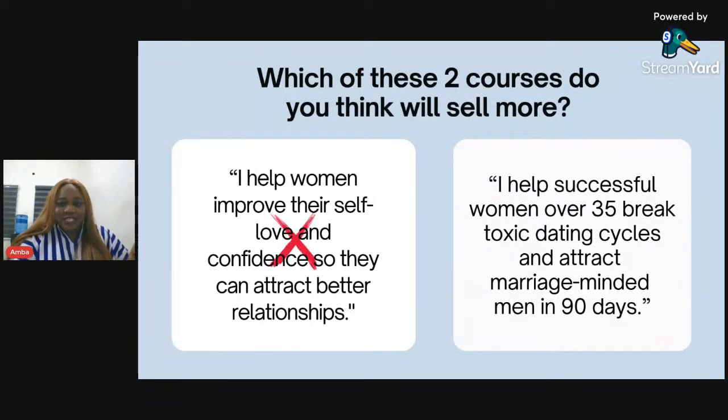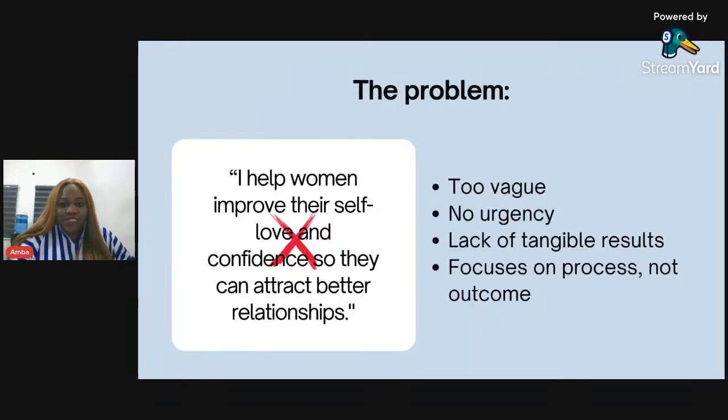So I just put a few notes on this. The problem with the first one: too vague, no urgency, lack of tangible results, focuses on the process, not the outcome. Process: improve self-confidence, attract better. This is all the process. So that what? When they improve confidence and attract better relationships, so that what? What is the outcome? What do they want to achieve at the end of the day? So what this person did was to turn process into an outcome.